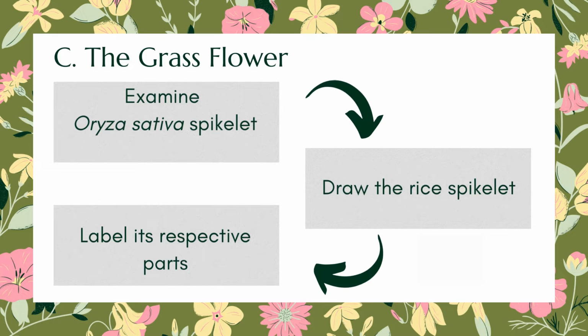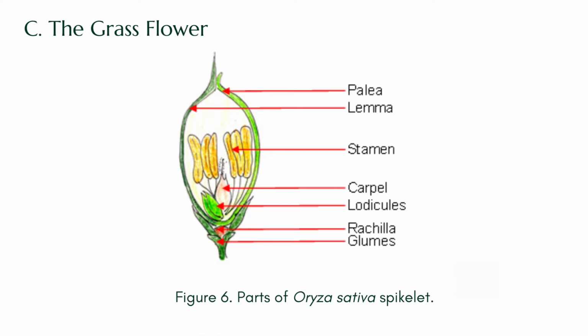The methodology for Section 1 Part C is the following. First is to examine the Oryza sativa spikelet using online photos. Next is to draw the rice spikelet, and lastly is to label its respective parts.